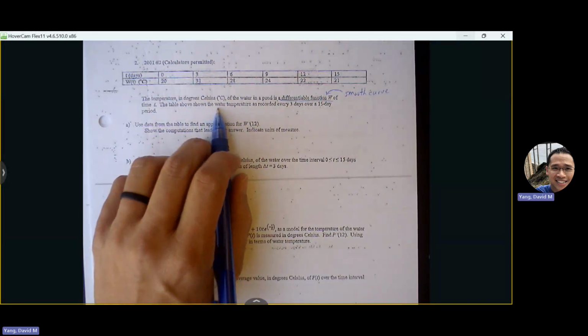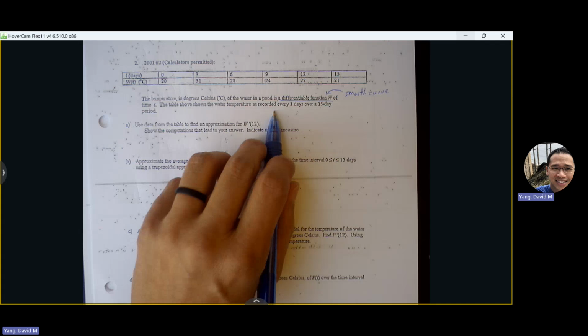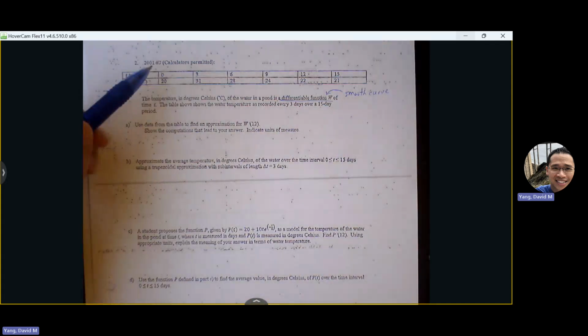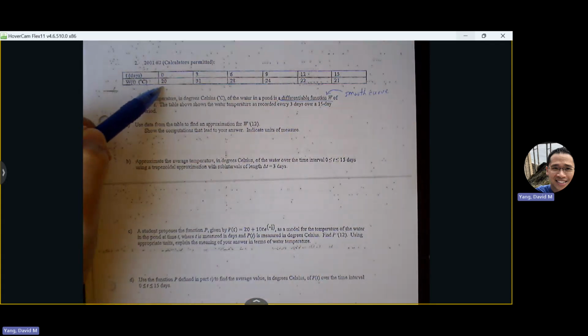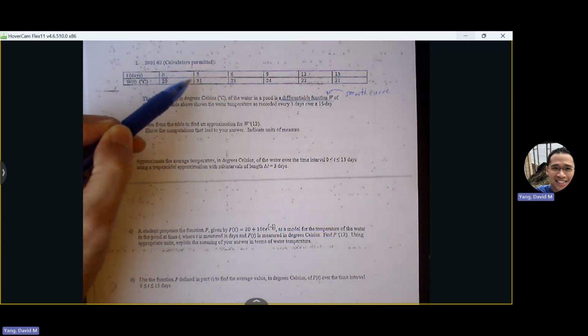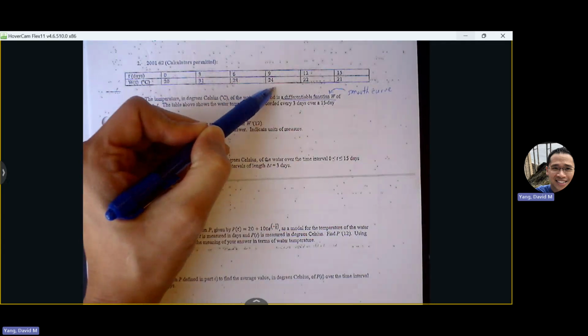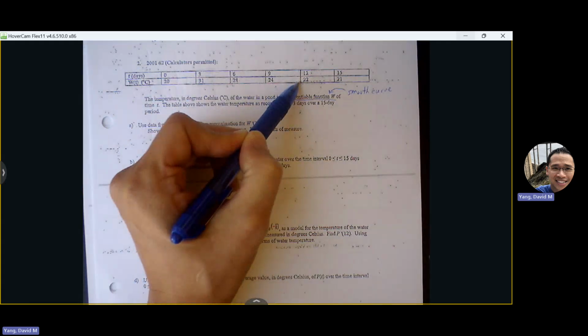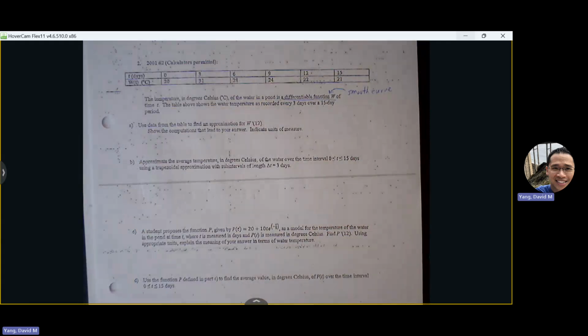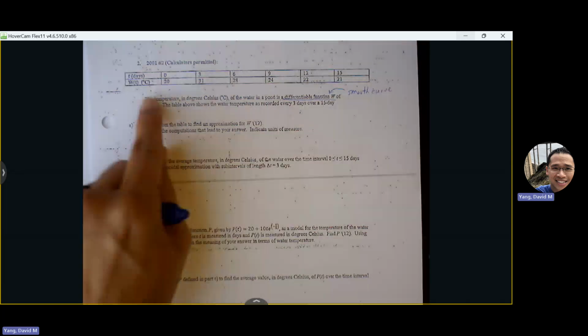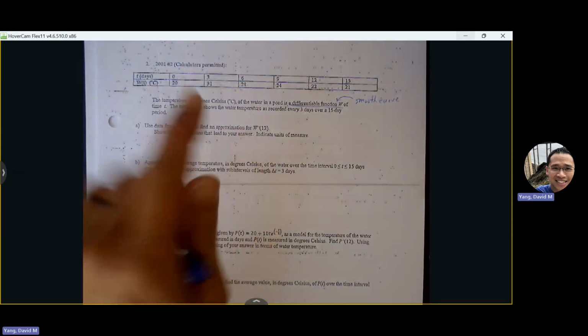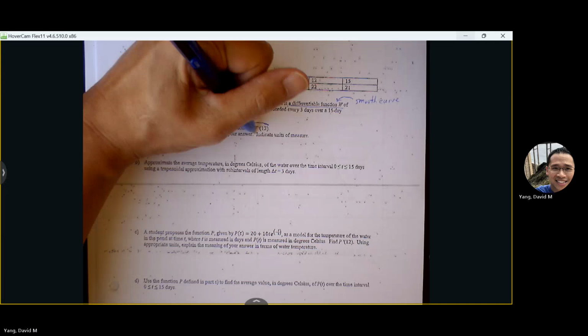This table above shows the water temperature as recorded every 3 days over a 15-day period. So that means day 0, the temperature of the water is 20 degrees Celsius. Day 3, the temperature is 31 degrees, drops down to 28, drops down to 24, continues dropping, 22 and 21. All right. Now, a lot of things can happen between these times, but this is the limited data that we have to work from. Use the data from the table to approximate W prime of 12.